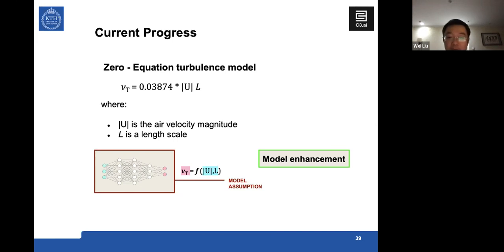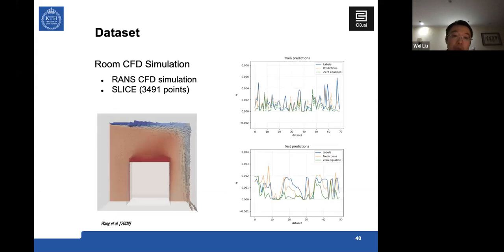Then it will replace the turbulence model of the CFD, and the mapping between the velocity and length scale and the turbulent viscosity is determined by the ANN. And to train the model, we start from an easy and inexpensive room CFD simulation with the RANS model, the RNG k-epsilon model, and get the data from there. And we used a very limited number of points to get a fast idea of how it works. And the red two figures show the training and testing predictions.